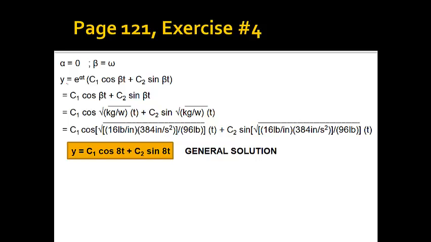Now, from our yc, y1 is equal to 1 and y2 is equal to e raised to negative x. So y1 prime is equal to 0, and y2 prime is equal to negative e raised to negative x.